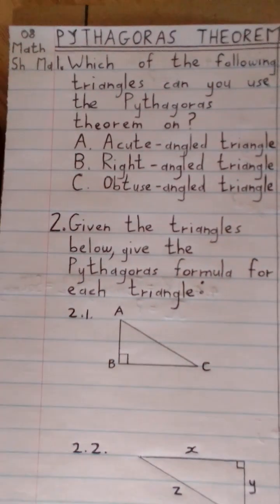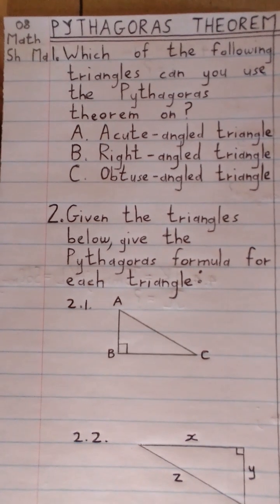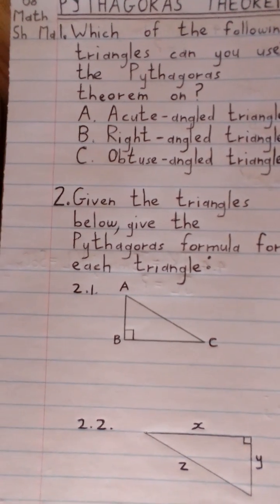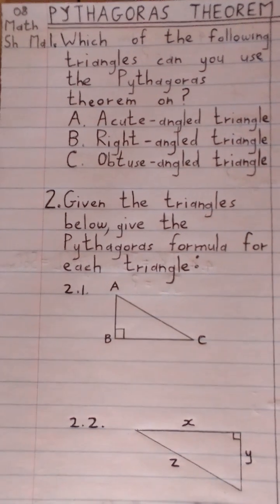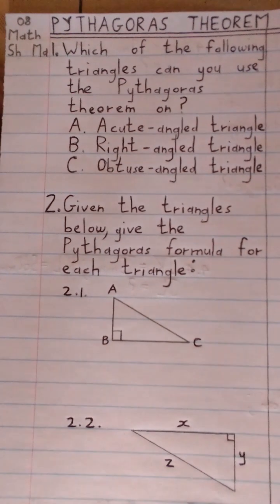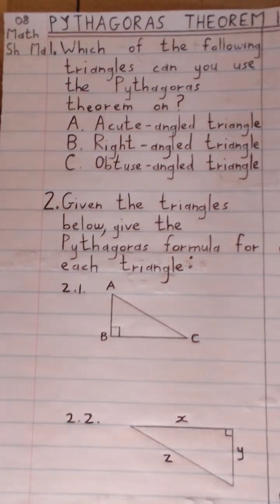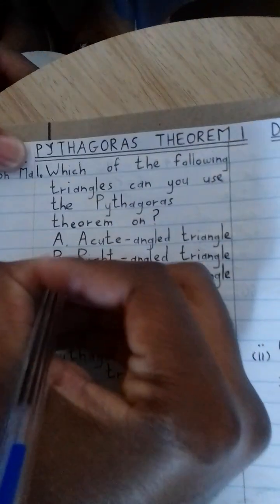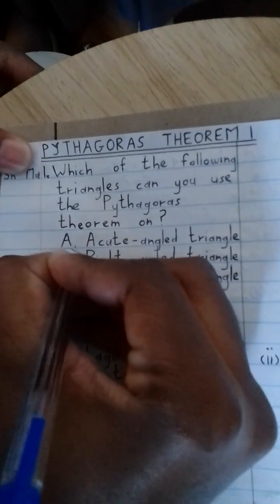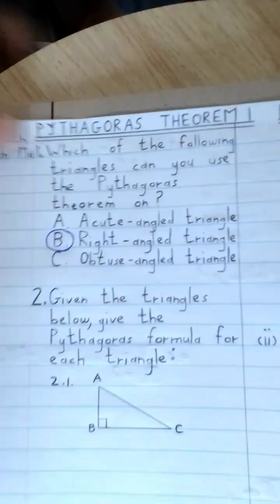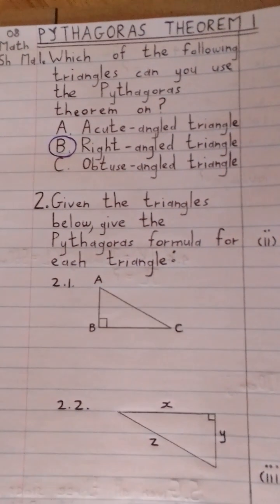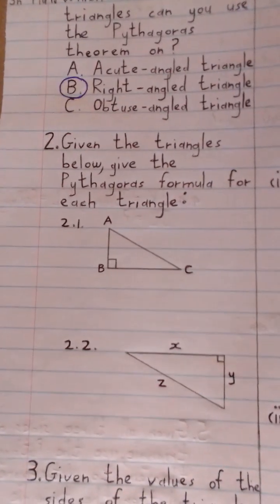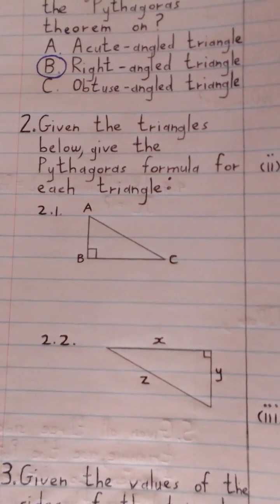So number 1 asks, which of the following triangles can you use the Pythagoras theorem on? A is an acute angled triangle, B is a right angled triangle, and C is an obtuse angled triangle. We know we can only use the Pythagoras theorem on a right angled triangle, so circle B. Number 2 asks, given the triangles below, give the Pythagoras formula for each triangle.